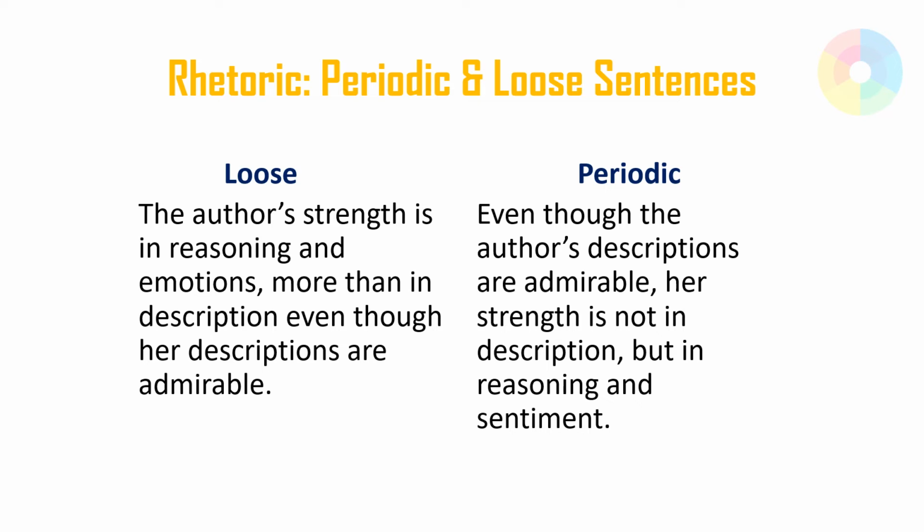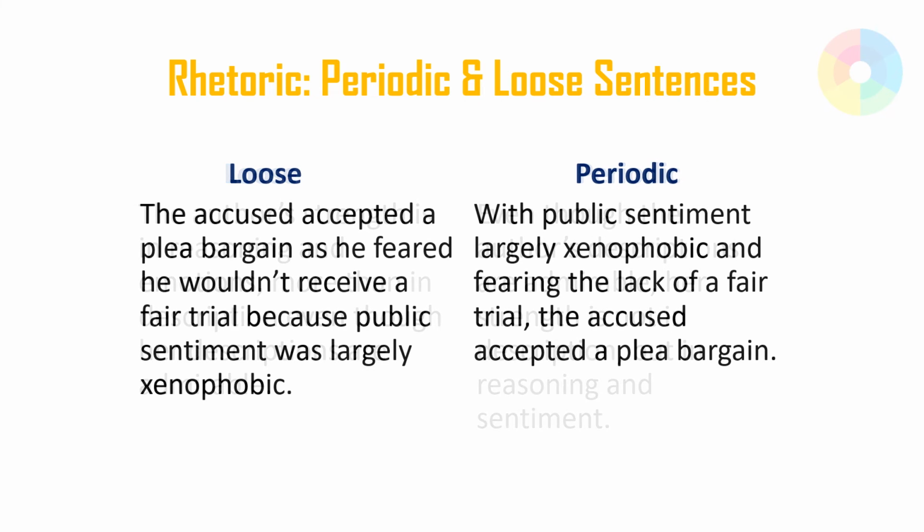So let's read both of them. Let's start with the loose sentence. The author's strength is in reasoning and emotions, more than in description, even though her descriptions are admirable. Now compare that with the following. Even though the author's descriptions are admirable, her strength is not in description, but in reasoning and sentiment. The same can be observed here.